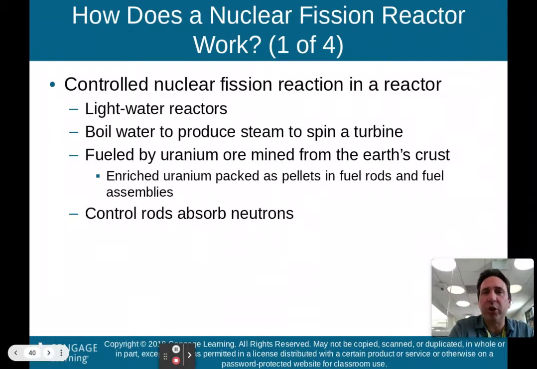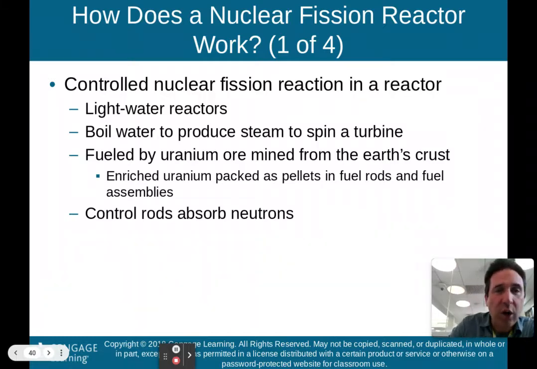So how does a nuclear fission reactor work? Well, a controlled nuclear fission reaction occurs in a reactor. So again, just to remind us, nuclear fusion, which is what happens in the sun, is when two lighter elements fuse together to form a heavier element, and energy is released. Nuclear fission is the opposite of that. This is when a heavier element is ripped apart into two lighter elements. Energy is then released as well. And actually, much more energy is released via nuclear fission as compared to nuclear fusion.